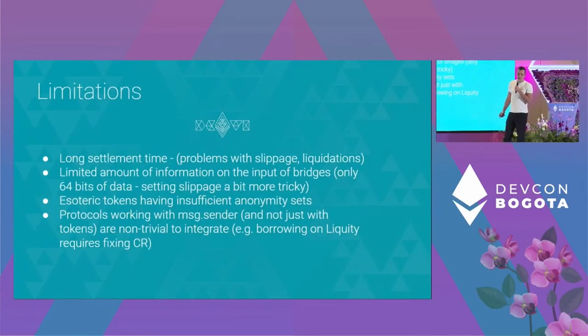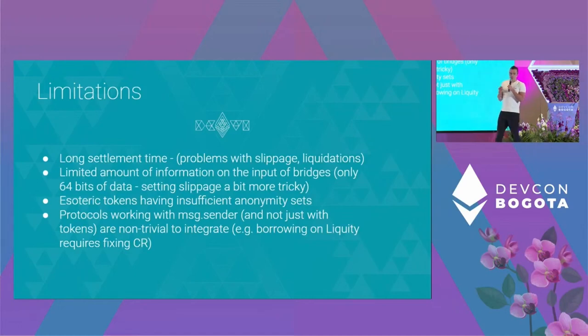Now you might be asking if there are some limitations, and there are quite a few. I would say the biggest one is the longer settlement time, because we have to wait for the batch to get submitted to Ethereum. Luckily, if you are really in a hurry, you can pay for the full rollup block, and in that case, you could get instant settlement. But most users don't want to do it because it's fairly expensive, and this causes some problems with slippage.